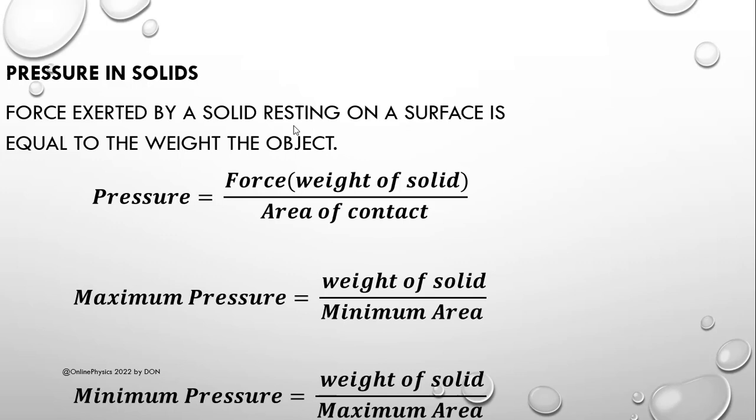So force exerted by a solid resting on a surface is equal to the weight of the object. The force exerted by the solid resting on a surface is equal to the weight of the object. For example, if we place a book on top of maybe a table, the book, which is a solid, will be resting on the table. Therefore, it will be exerting force which is equal to the weight of that particular book.